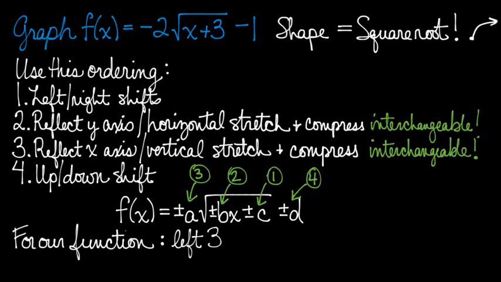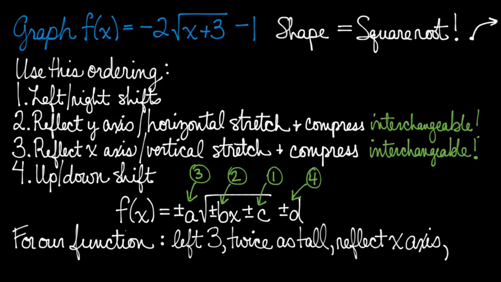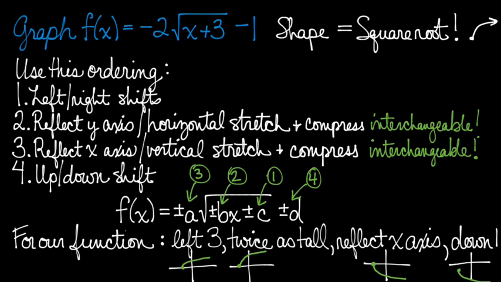That +3 will come first. We will shift our square root shape left 3 units. Then I see the -2 out in front. The 2 means twice as tall, stretching out vertically, and the negative means reflecting across the x-axis, flipping upside down. And finally, that -1 means shifting down 1 unit. So some very rough sketches can show that taking our little square root shape and shifting it to the left makes that little vertex be at -3. You can make that shape taller, you can flip it upside down, and then you can shift it down. So roughly that's the shape that we're looking for in this graph.